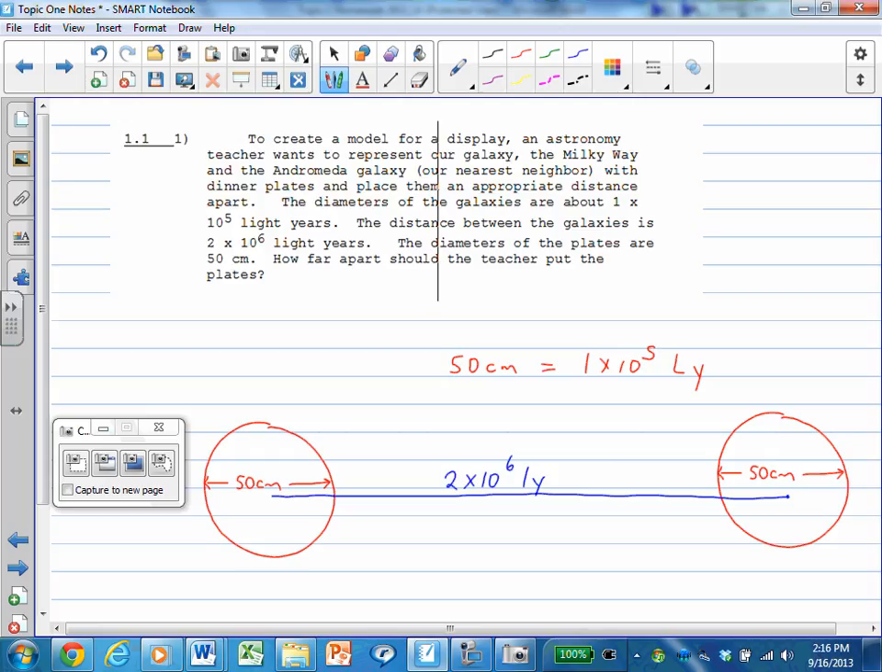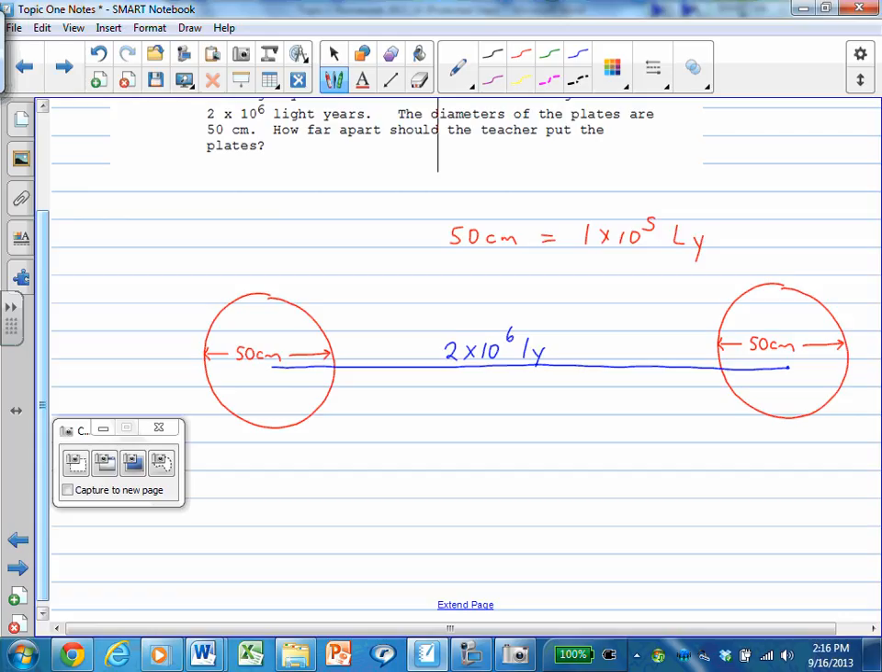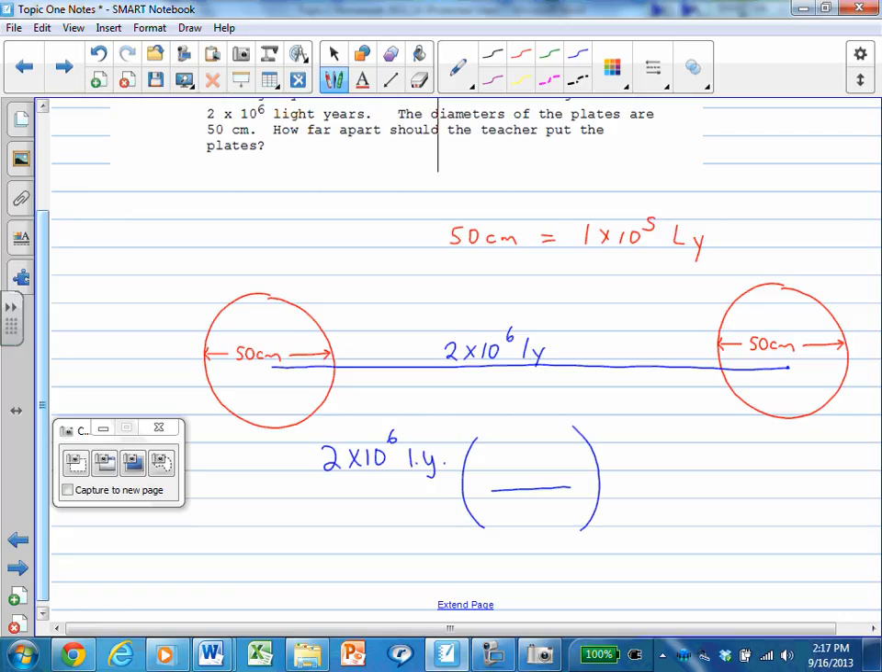So we use our conversion, the fact that the plate is 1 times 10 to the 5 light years. So we start with 2 times 10 to the 6 light years. And then we can do a fancy version of 1, like you remember from watching the video, right? If light year is on top, light year is on the bottom, and centimeters goes here. And this fancy version of 1 comes from our plate, so I know this is 1 times 10 to the 5, and this is 50. Now you may have done it slightly different without doing a conversion like that, but this works. 2 times 10 to the 6 times 50 divided by 1 times 10 to the 5th.